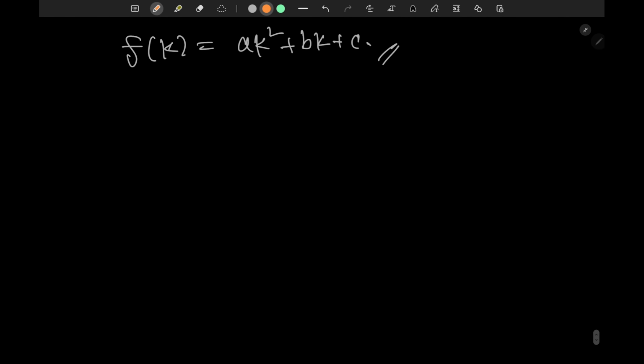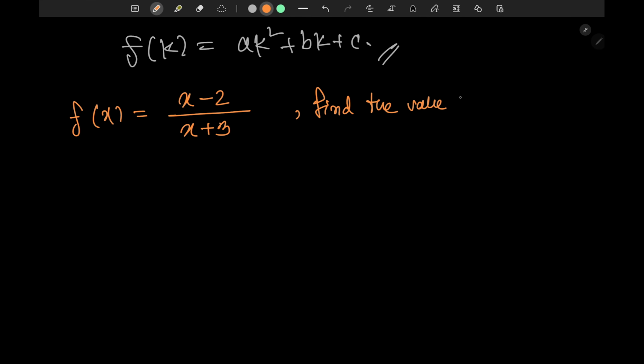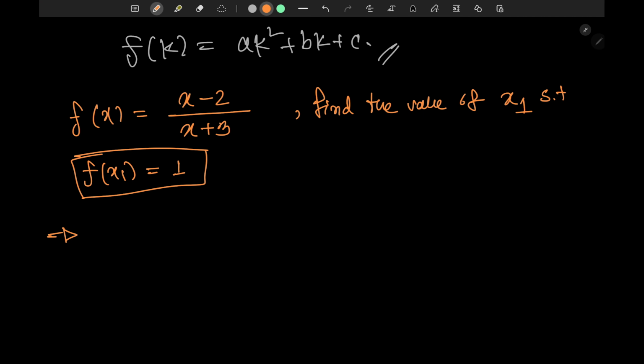Now, I can make you do some algebra as well. Let's say f of x is equals to x minus 2 divided by x plus 3. I ask you to find the value of x, or x1, let's say, such that f of x1 is equals to 1. How do you do this? Again, this is very simple. The condition given to you is that f of x1 is equals to 1. So instead of x, you just put x1.